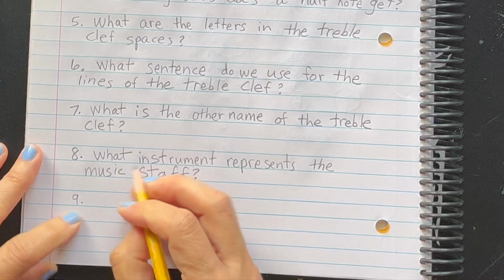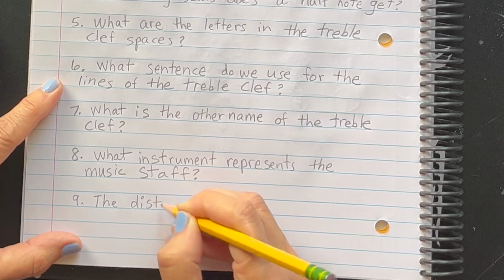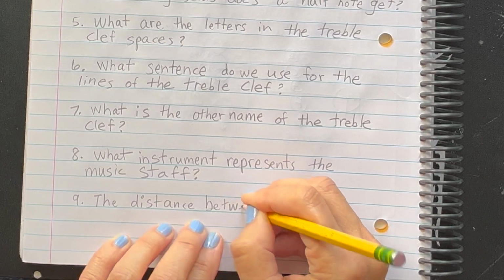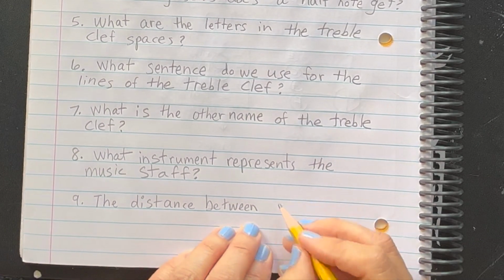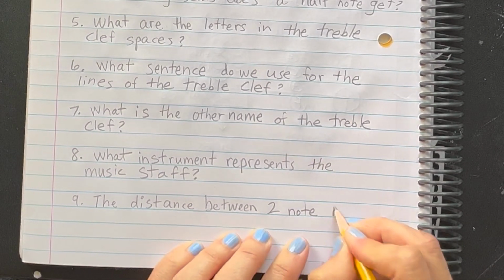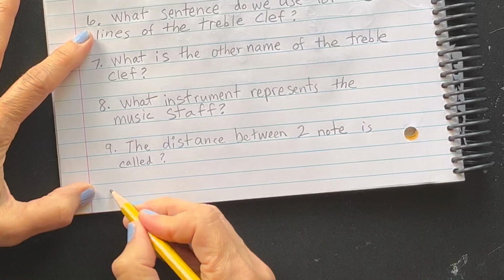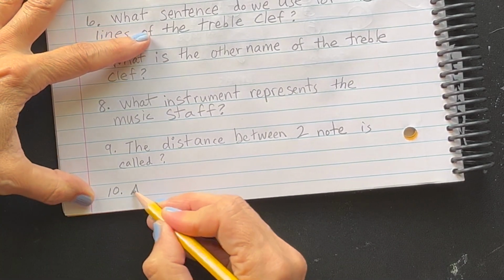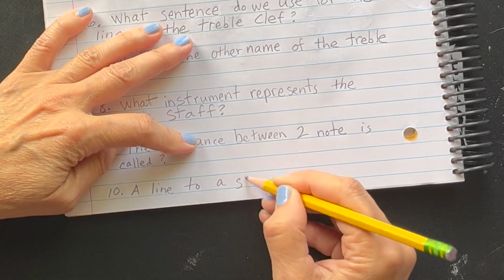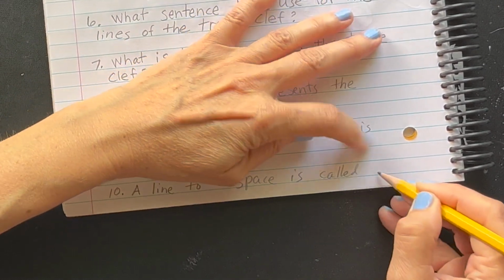9. The distance between two notes is called what? 10. A line to a space is called a what?